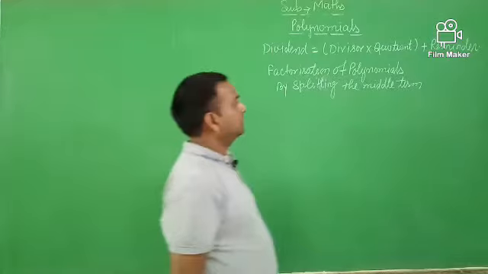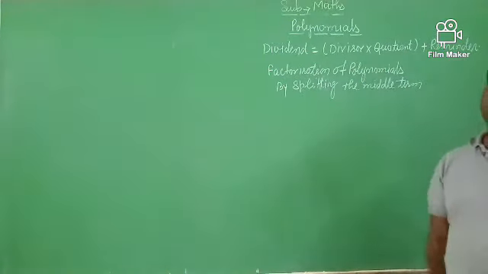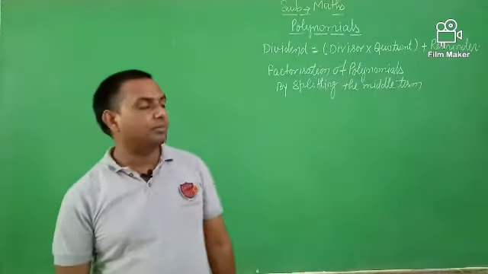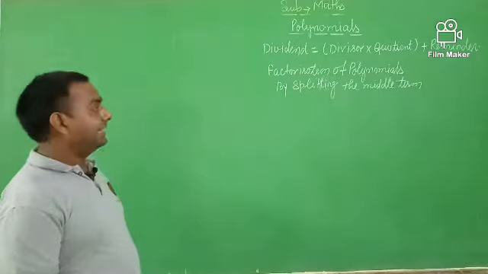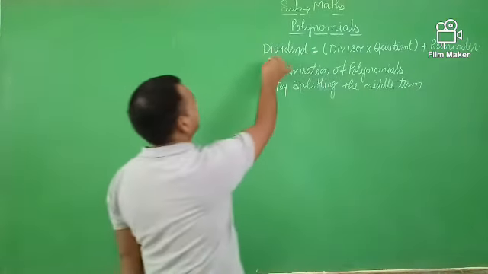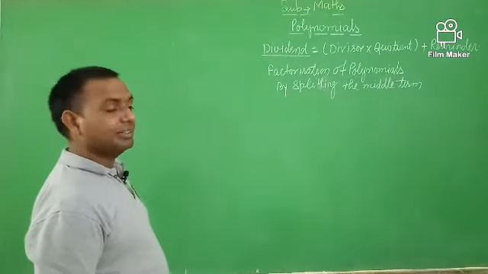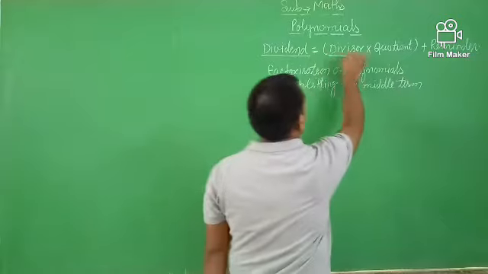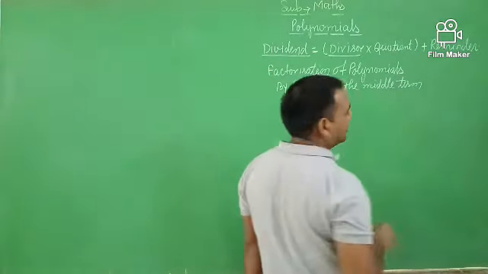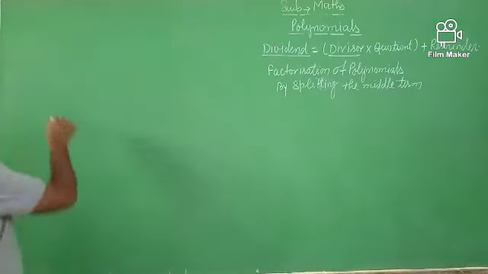Good morning friends. In the previous lecture we talked about polynomials. In the second lecture we are saying that in the case of a polynomial, suppose a dividend is given. Then dividend is equal to divisor into quotient plus remainder.